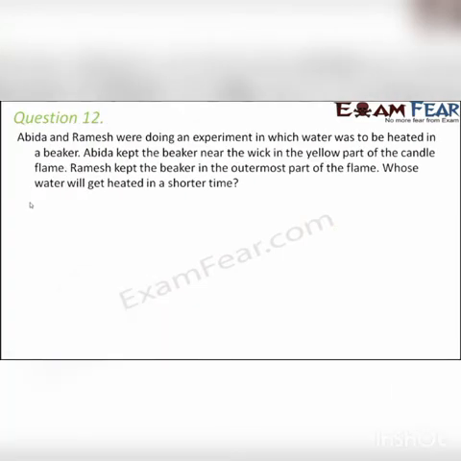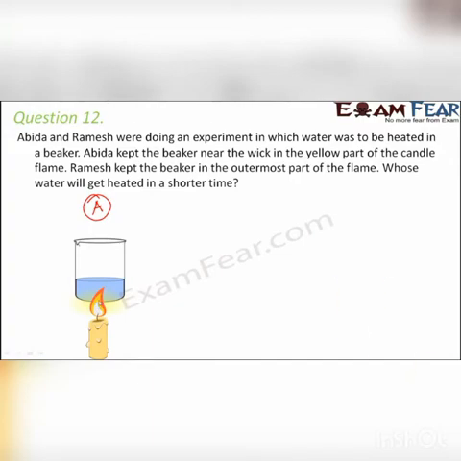Question number 12. Abida and Ramesh were doing an experiment in which water was to be heated in a beaker. So you have a beaker with water. Abida kept the beaker near the wick, in the yellow part of the candle flame. Okay, so let us say this is Abida. What did she do? She kept the beaker near the wick in the yellow part of the candle flame. So this is the yellow part, and she kept the beaker in that part.